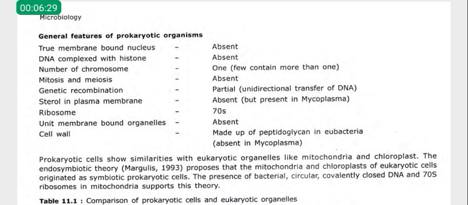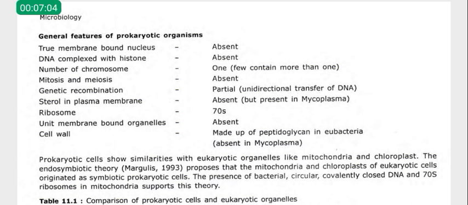Once again, I'm going to read these general features of prokaryotic organisms. True membrane-bound nucleus absent. DNA complex with histone absent. Number of chromosomes 1. Few contain more than 1. Then mitosis and meiosis absent. Genetic recombination is partial. Sterol in plasma membrane absent but present in mycoplasma. Ribosome 70S. Unit membrane-bound organelles absent. Cell wall made up of peptidoglycan in eubacteria, absent in mycoplasma.